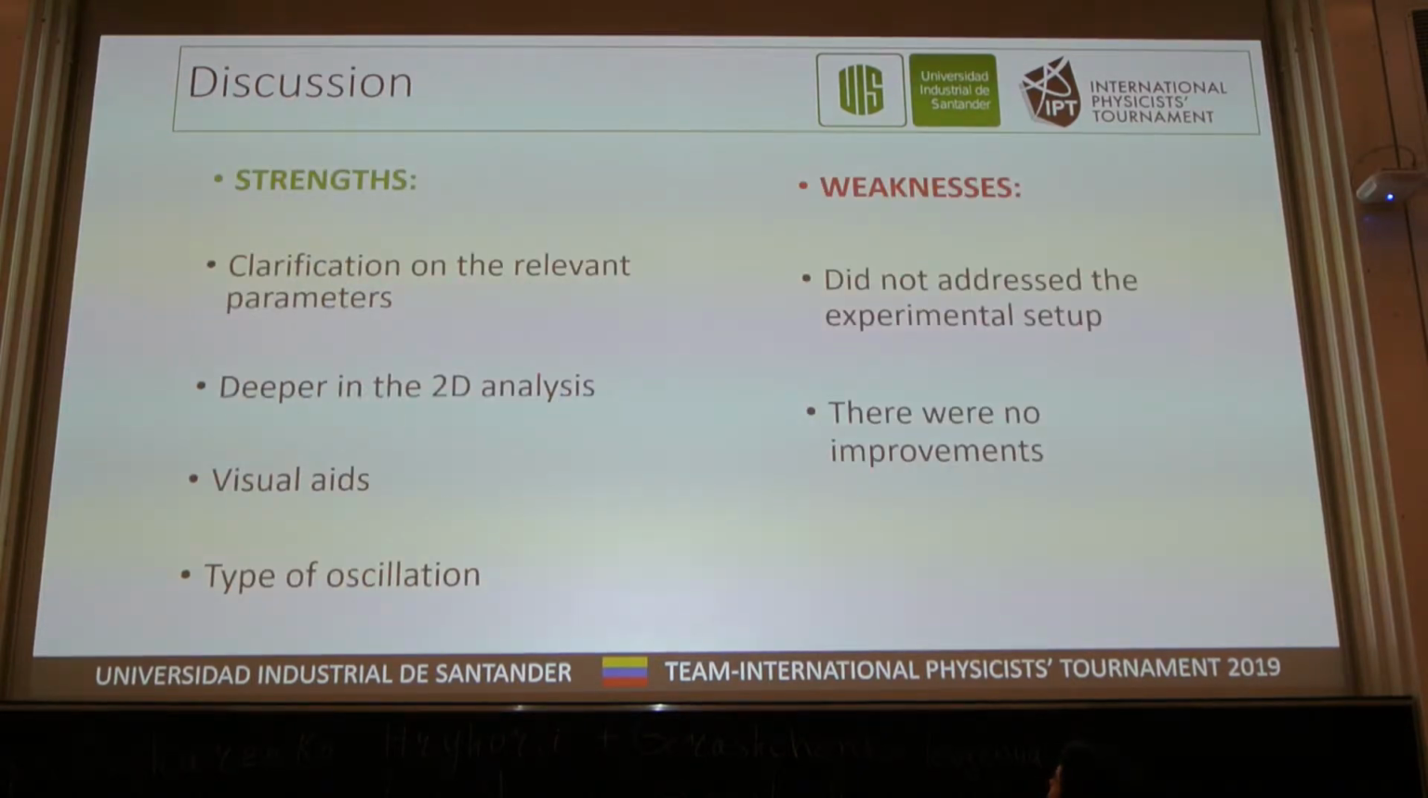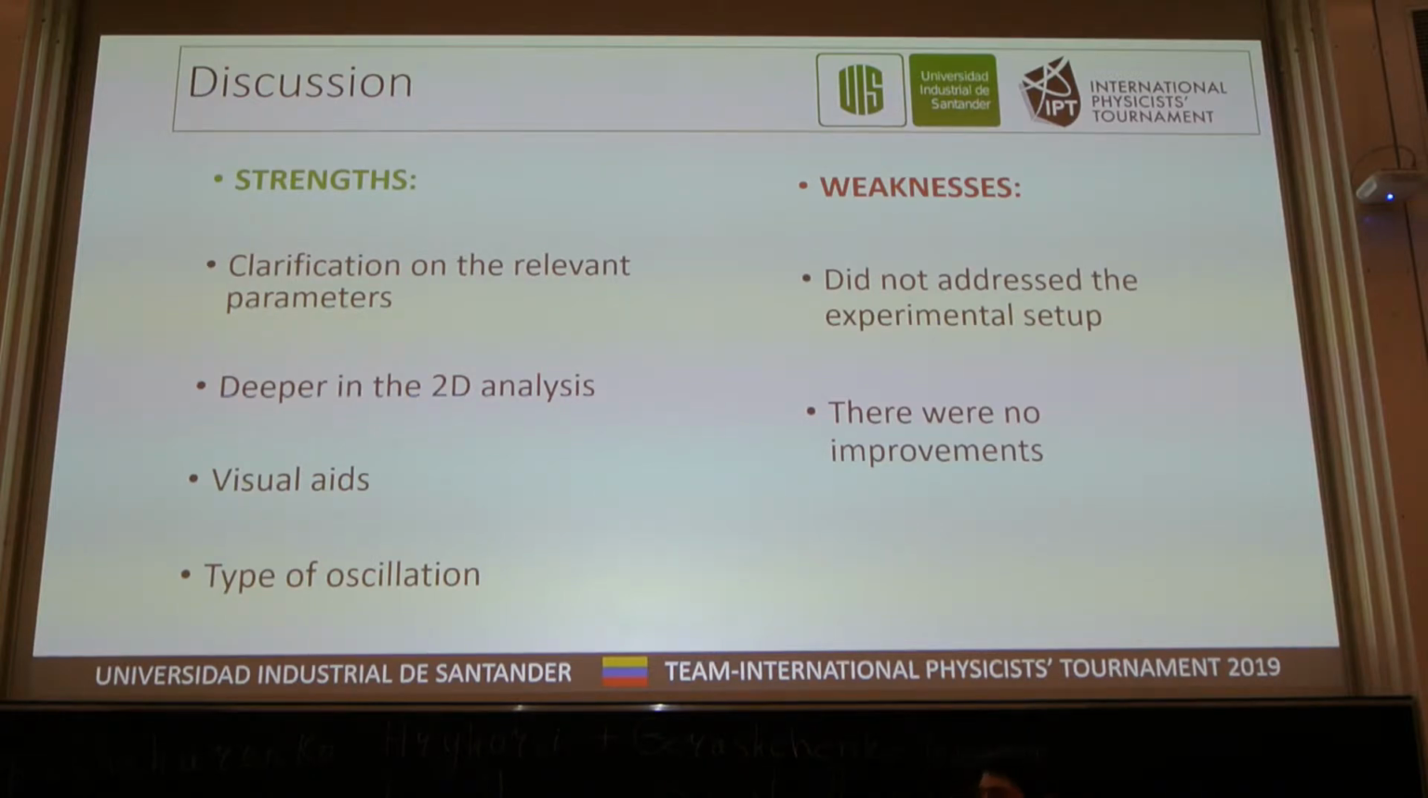Now, the discussions. In the discussion part, we see these three strengths. There was clarification on the relevant parameters of the model presented by the reporter. They went deeper in the 2D analysis, and that was so great. They used a lot of visual aids in order to illustrate why these phenomena are important. And finally, they talked about the type of the motion, whether it's chaotic or not.